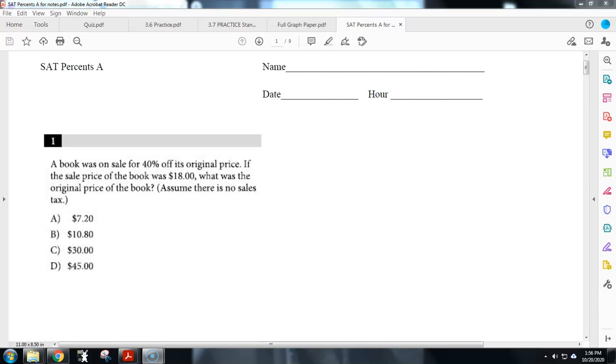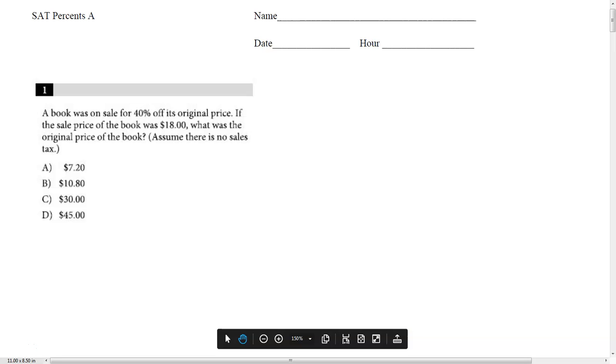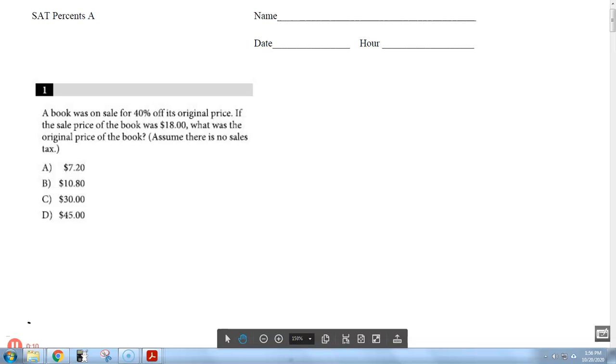All right, SAT percents A. Let's take a look at these. So number one, a book was on sale for 40% off its original price. The sale price was $18. What was the original price?